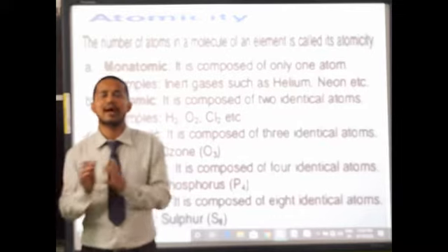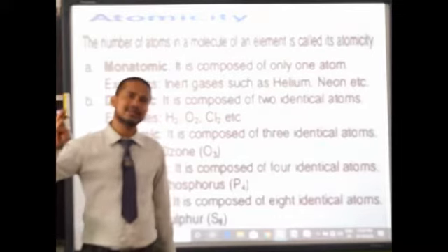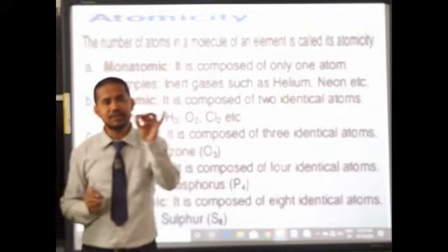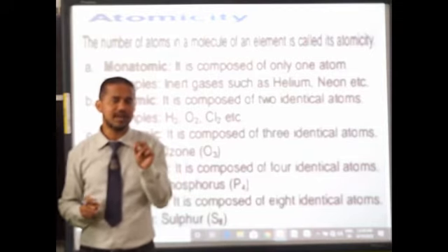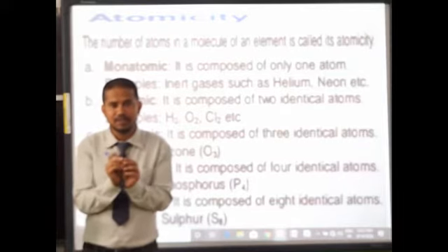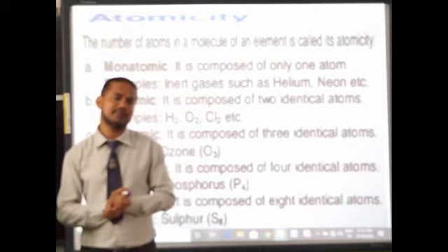All metalloids are monoatomic. So metals, noble gases, and metalloids are all monoatomic. That means their molecule has only one atom. That means if you write Mg, it means one atom of magnesium as well as one molecule of magnesium.